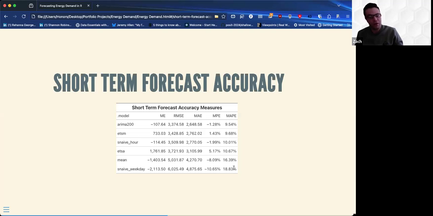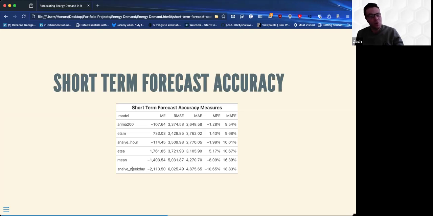So to clarify, for this smaller project, I just used data from the first month of 2015, January, to forecast the first 2 weeks of February. So my training data was all of January, and I just wanted to forecast the first 2 weeks of February. And I wanted to use these different basic models to do so.